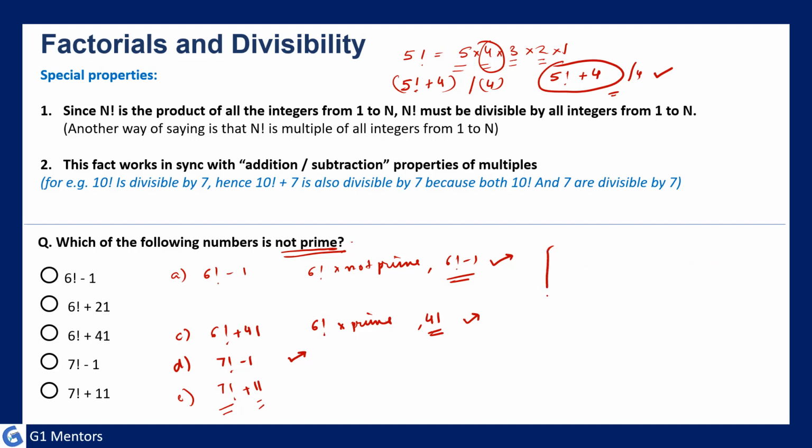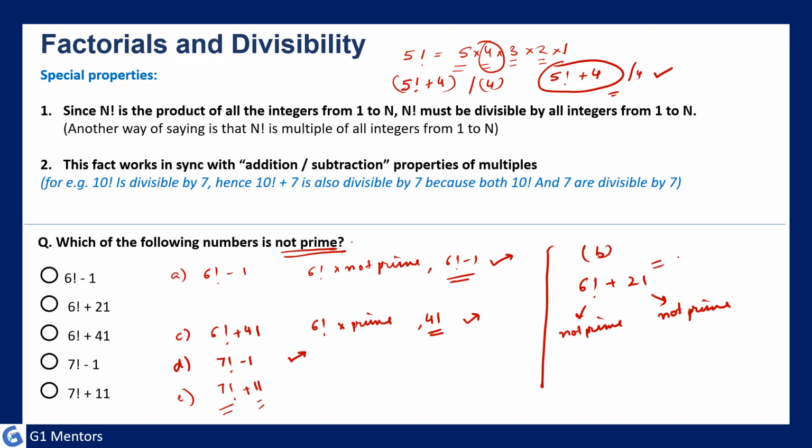But why do we calculate? Let's see option B now. Option B says 6 factorial plus 21. 6 factorial is definitely not a prime. 21 is also definitely not a prime. By adding two non-prime numbers, we may get a prime number or we may not. So how to solve it?